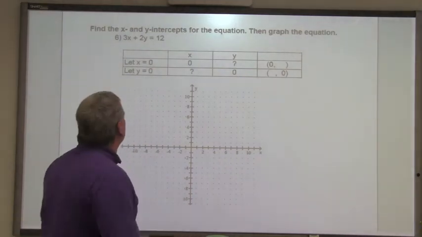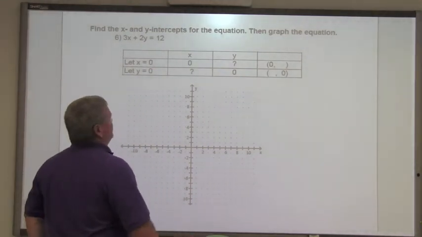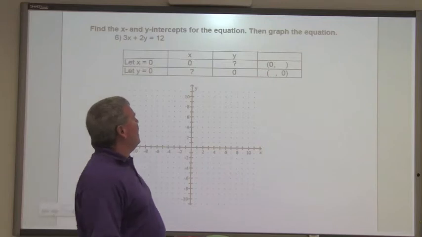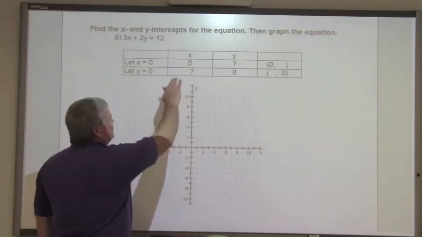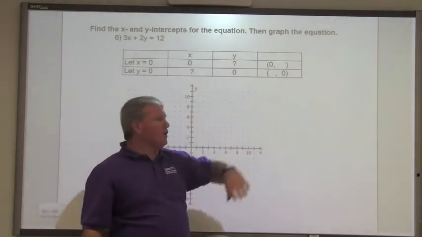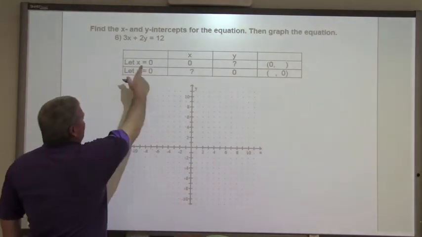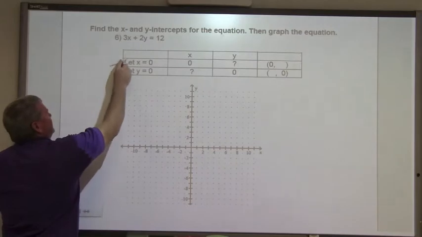Number 6. Let's take a look at this. Let's find the x and y intercepts for the equation, then graph the equation. Now on this, we're trying to find the x and y intercepts. I already got a little table of values up here for you. It says let x equal 0. What does let x equal 0 give you?